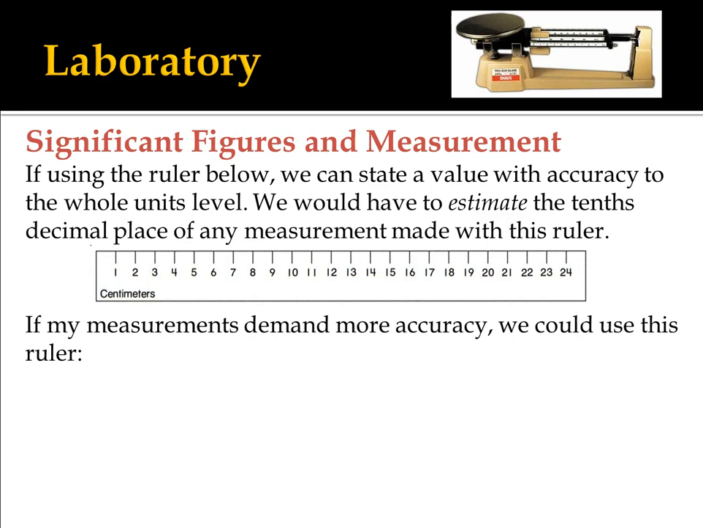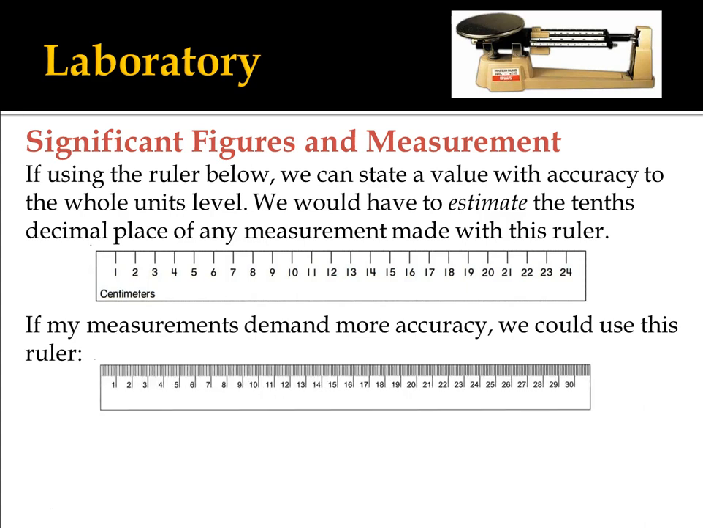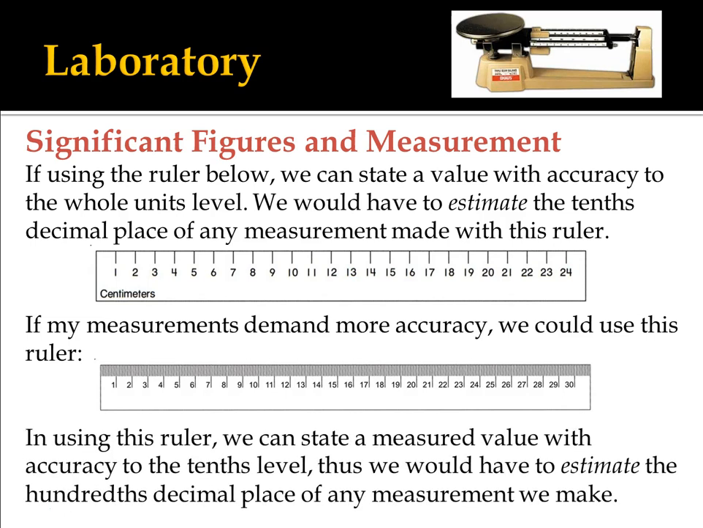If your measurements demand more accuracy, then you could use the ruler right underneath, and that one is broken down into 1/10 of a centimeter, or millimeters. If you use that ruler, you can still state a measured value with accuracy up to the 10th level, but you would have to estimate the 100th decimal place for any measurement that you make with that.